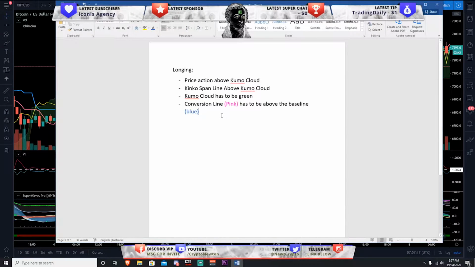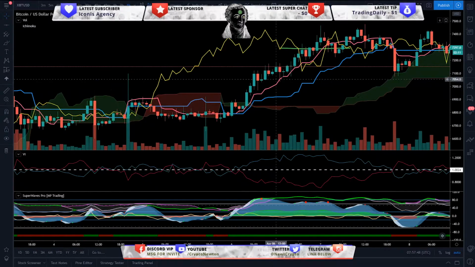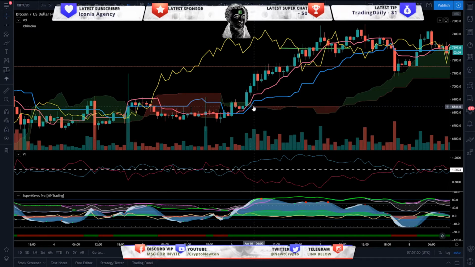Now let's go on to the next one. What's the next thing you have to have for longing? Your price has to be above. Let's put this into black again: price has to be above the baseline. And what's the baseline? The baseline is the blue line that we were just looking at. So price action has to be above the baseline blue. Your price action, which is the candles right here, has to be above the baseline, which is your blue right here.